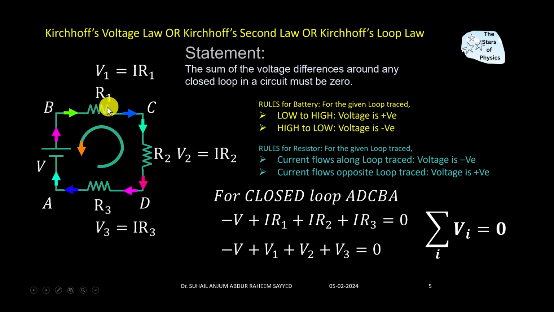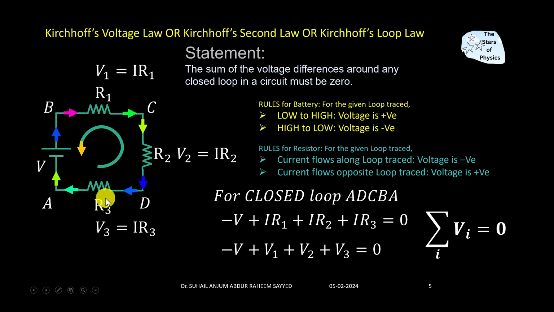Therefore, we have to follow this second rule here: if the current flows opposite to the loop traced, then the voltage drop is positive. So that means we have to consider the voltage drop across R1 as positive. So it will be plus I times R1. Similarly, the voltage drop across R2 will be I R2, and it is also positive because the direction of current is this one and the direction of loop traced is this one. That means they are opposite to each other. So we have to follow this second rule here, that says it will become plus I R2.